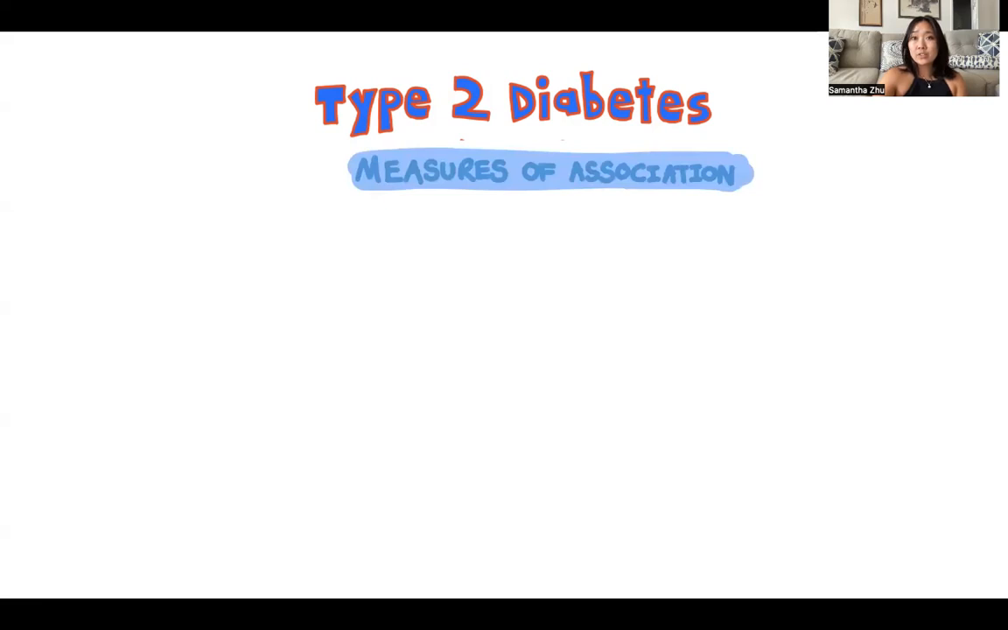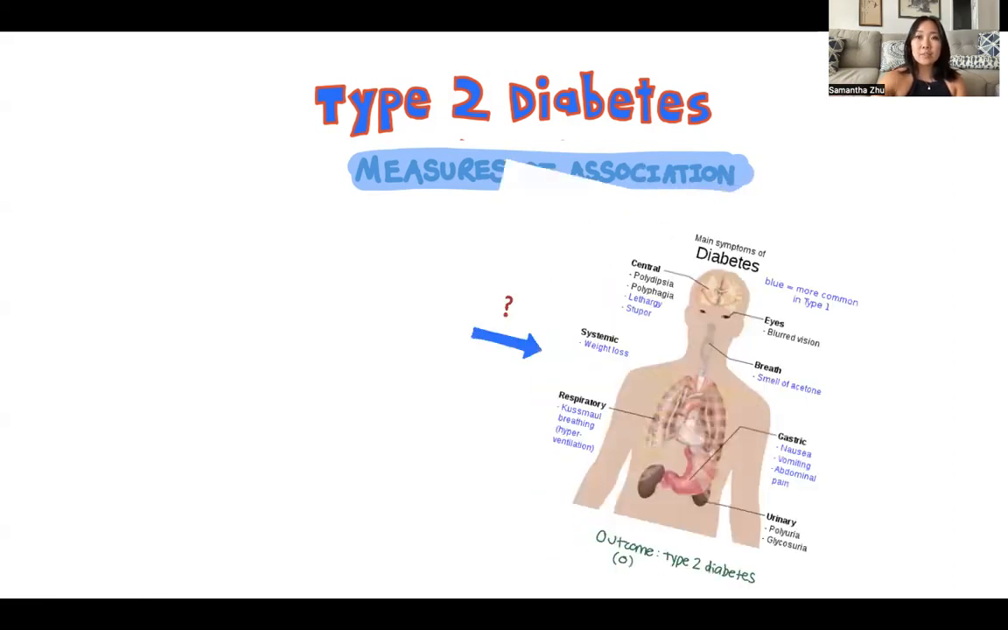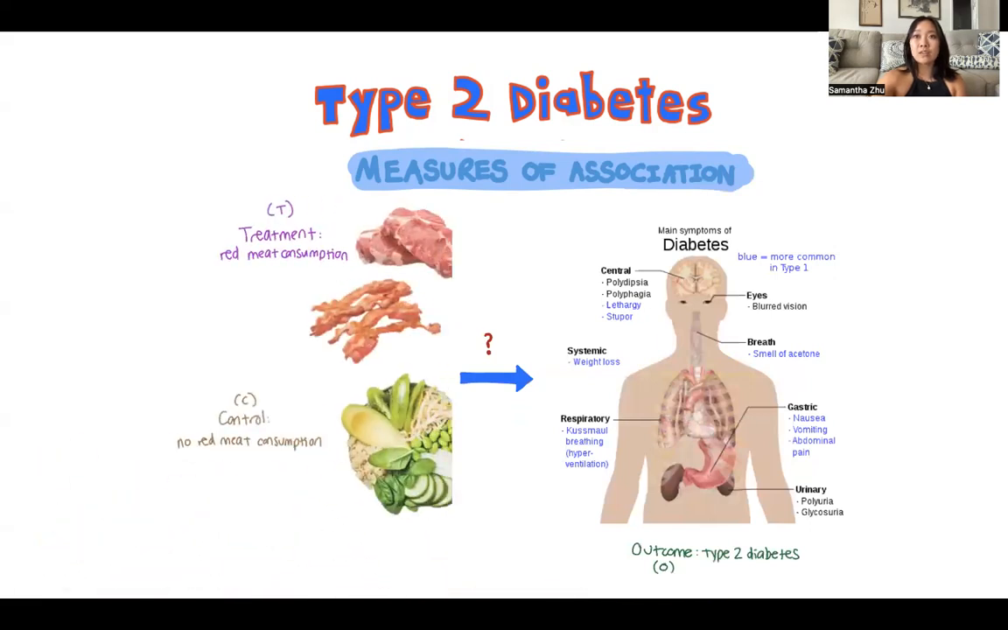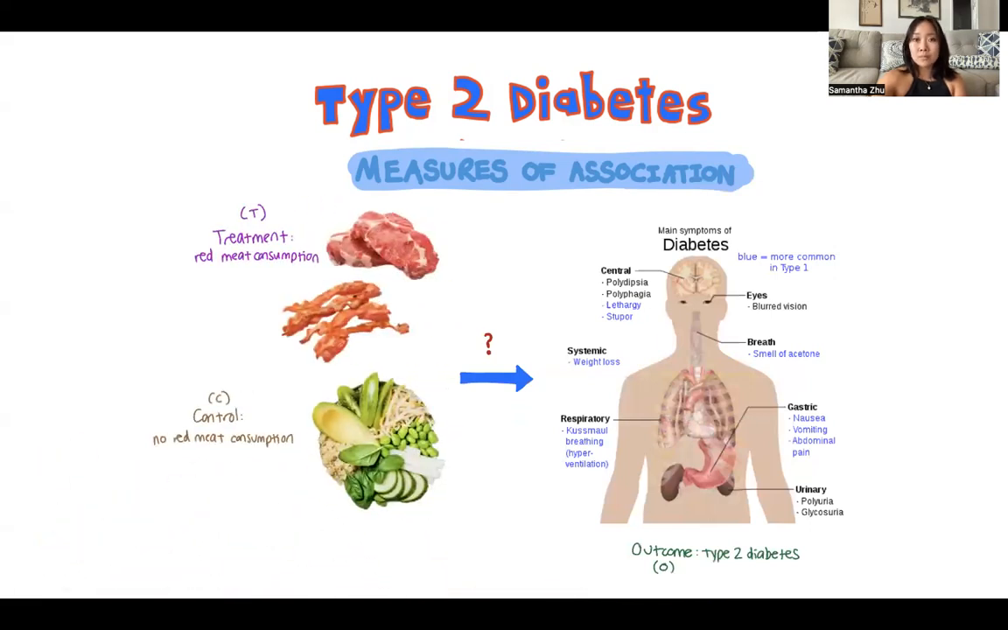We use measures of association and study results to mentally weigh the different likelihoods of an outcome among the exposure and control group. These measures help us understand the relationship between the two groups, such as how the incidence of type 2 diabetes may differ between diets with and without red meat consumption.